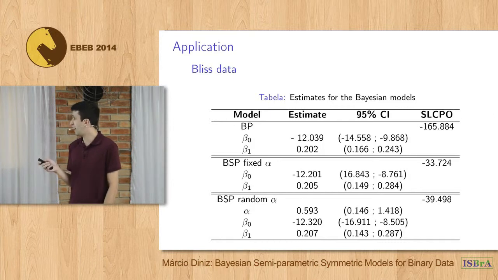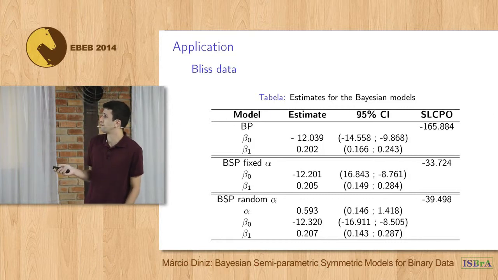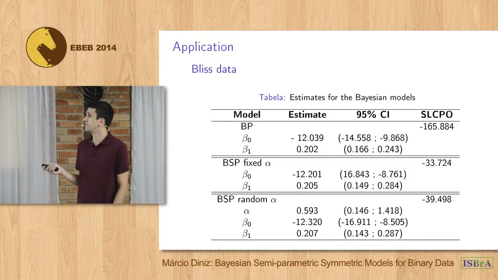We consider, as a measure of the quality of the model to predict, the sum of the log of CPO. Here we can see that the Bayesian semi-parametric model, with either fixed alpha or random alpha, is really better than the Bayesian parametric model.